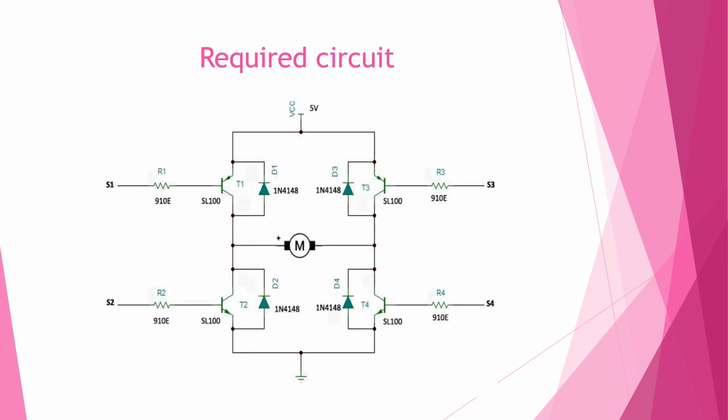So this is the required circuit. You can see 910 ohm, and for the transistor we are selecting SL100, and this is a diode. This diode is to prevent the back EMF from the motor and to protect the transistor. So these are the diodes here. You take 1N4148, it is a switching diode. So this is the circuit.